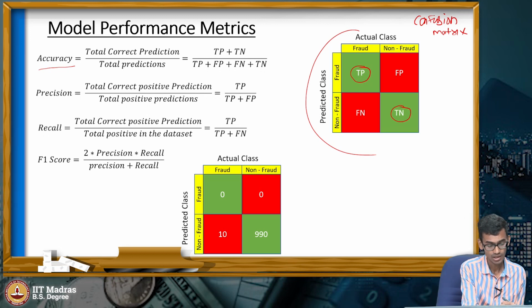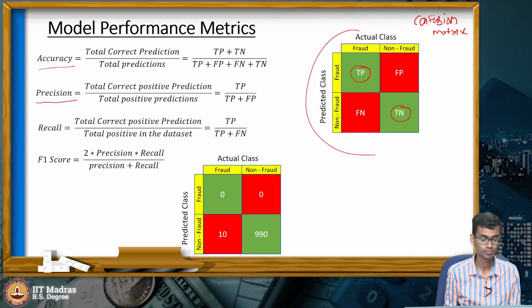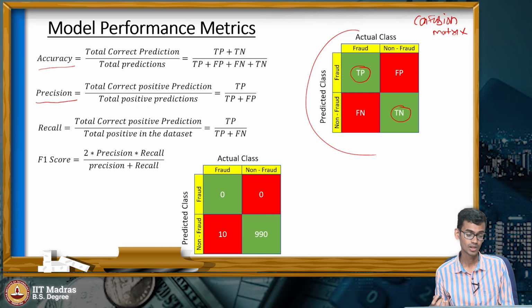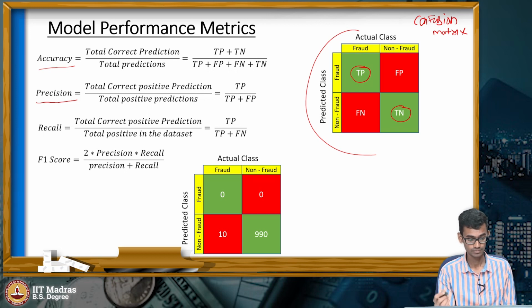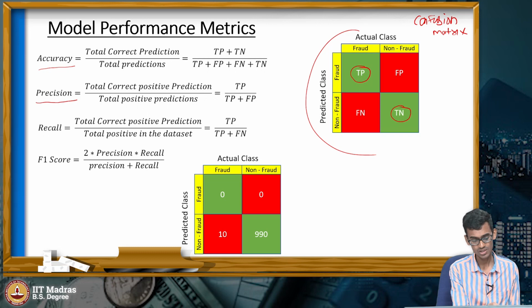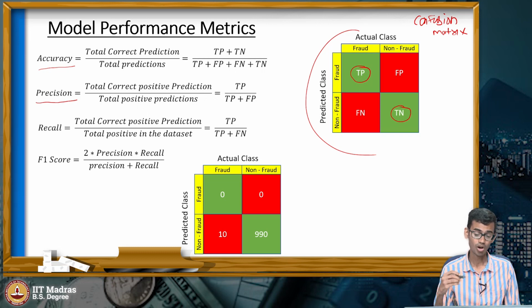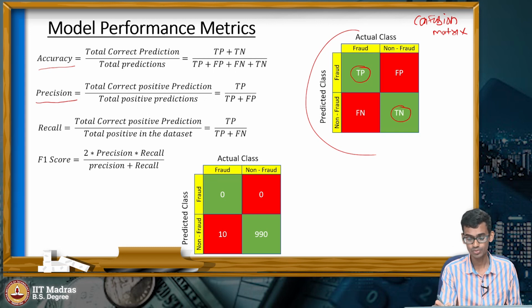And then the second performance metric is precision. So precision is defined as a ratio of total correct positive predictions to the total positive predictions which the model is making. So let's look at the numerator first. What does total correct positive predictions mean? How many predictions which the model is making for the positive class are correct? So they are nothing but the true positives.